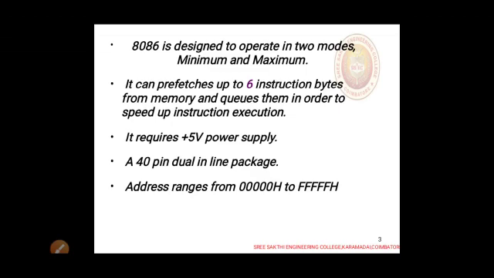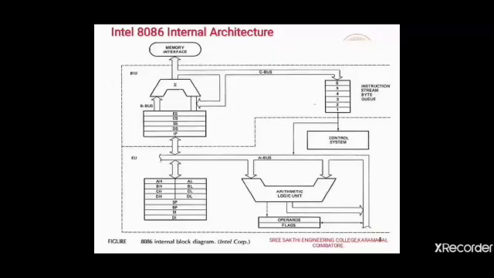It can pre-fetch up to 6 instruction bytes. The pre-fetched instructions are stored in the 6-byte instruction queue. It requires a 5-volt power supply. 8086 is a 40-pin dual inline package. Address ranges from 00000H to FFFFFH. The 8086 is divided into two separate units, the bus interface unit and the execution unit.